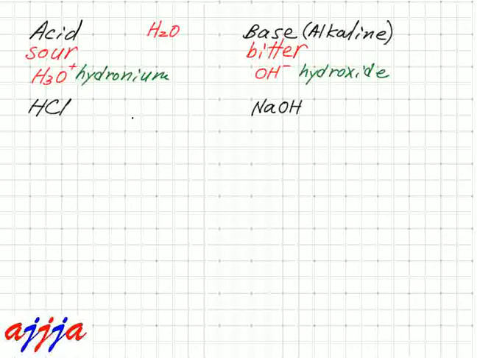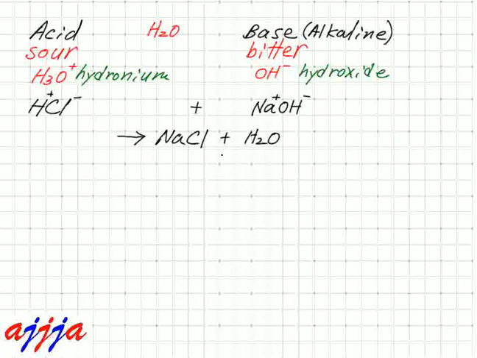Now if you mix HCl and NaOH together, look at this, inside and outside. This is negative, this is positive. Positive and negative, NaCl. What about the outside one? Outside, this is positive, this is negative. So together this is going to be HOH. In other words, two H's, that's H2O.